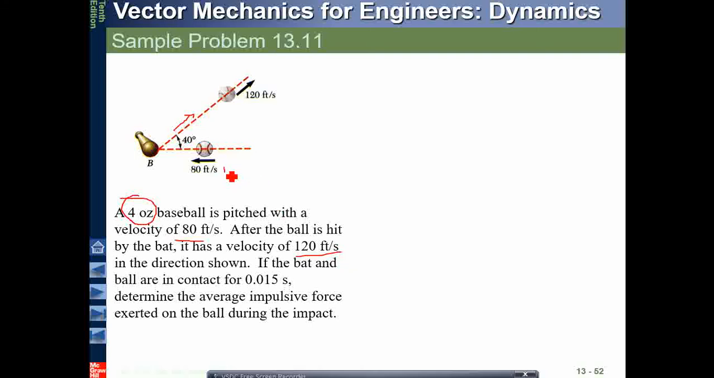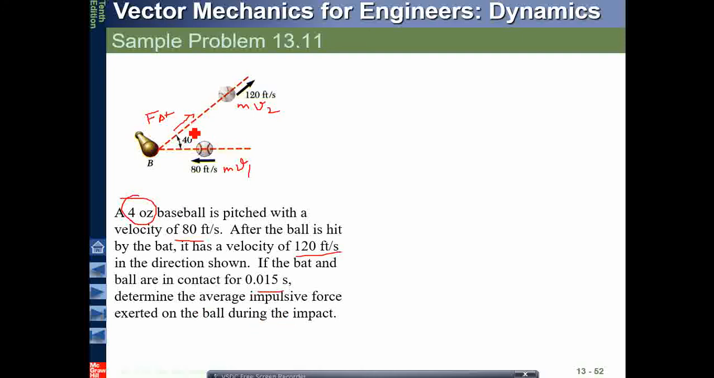So remember that this is mv1: the mass of the ball is 4 oz times v1, which is 80 feet per second. And this is mv2, 120 feet per second in the direction shown. If the bat and the ball are in contact for this amount of time, it will have F delta t. The contact time here is delta t, which is 0.015 seconds.